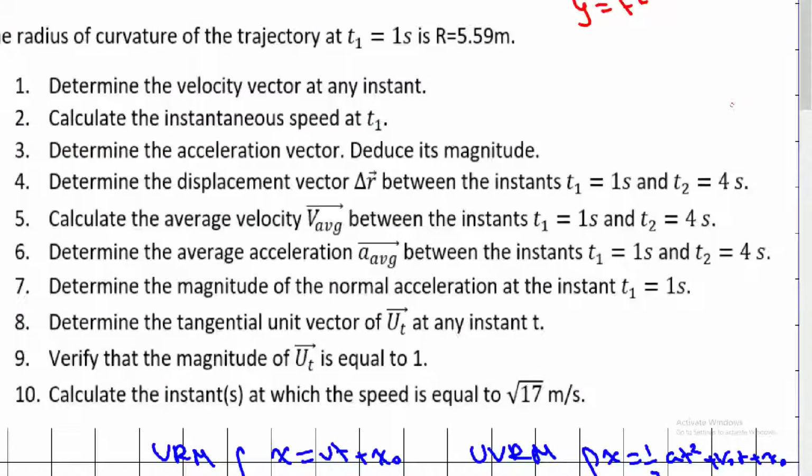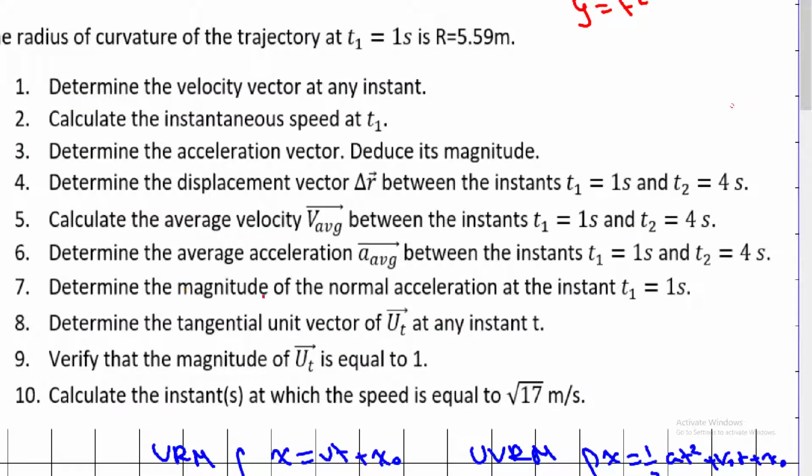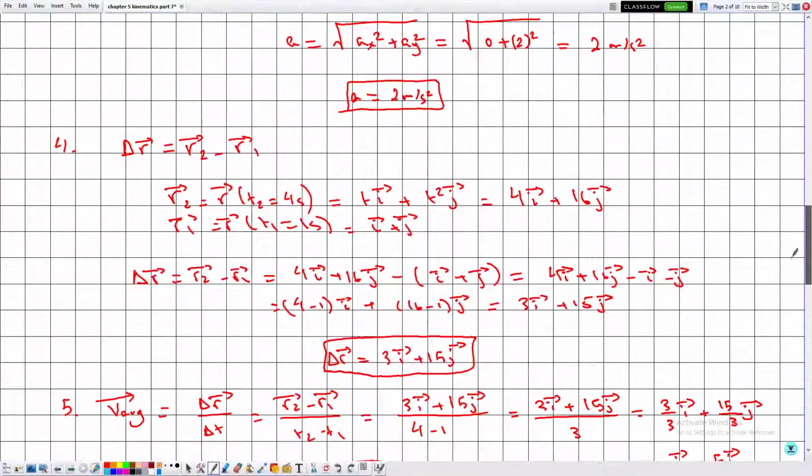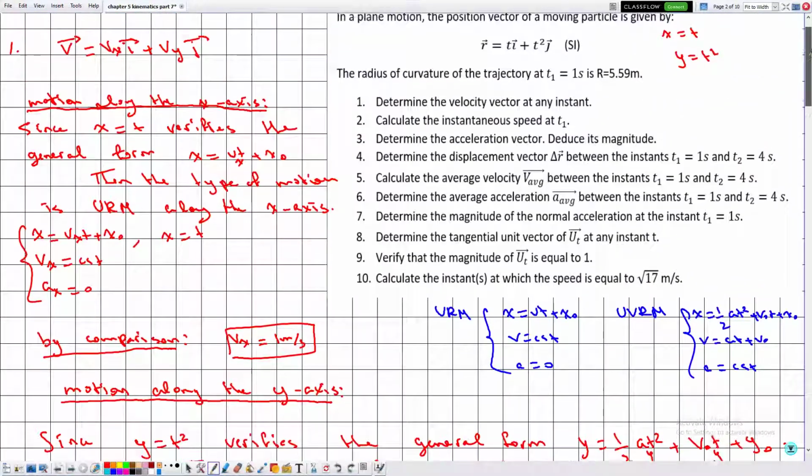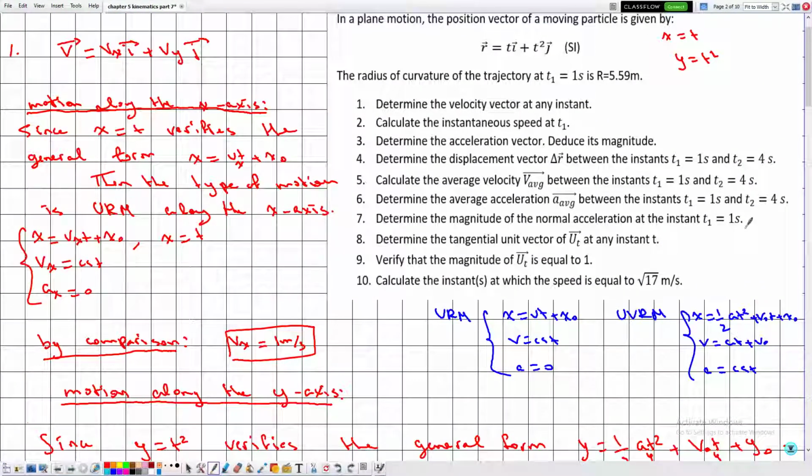And now we come to the more interesting part. In number 7, they are telling me to determine the magnitude of the normal acceleration at the instant t1 equal to 1 second. So in order to determine the normal acceleration, first we need to refer to its definition. Whenever they tell us normal acceleration without a vector, because we don't know the normal unit vector, we will refer to it as the magnitude, which is given by v squared over r. We are interested in determining the normal acceleration at the instant t1 equal to 1 second.